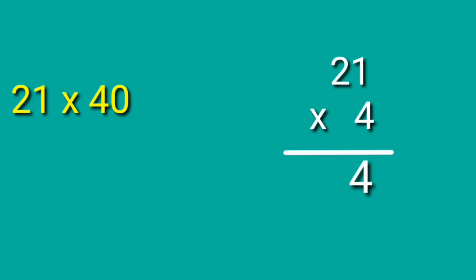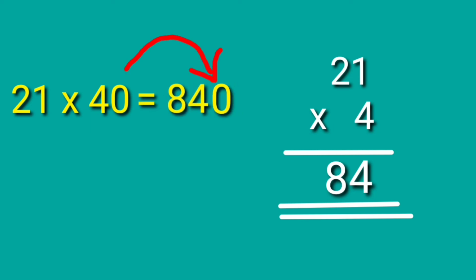Multiply 21 by 40. First, let us multiply 21 into 4 at the right margin. Look here, 1 four is 4. Then 2 fours are 8. Now we get 84. Then what we need to do? Yes, we need to put a 0 to the right of the product. We get the answer 840.